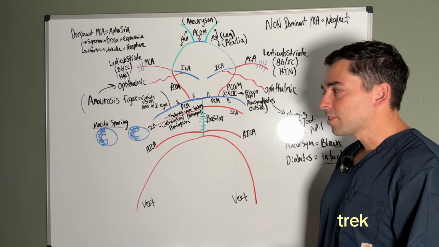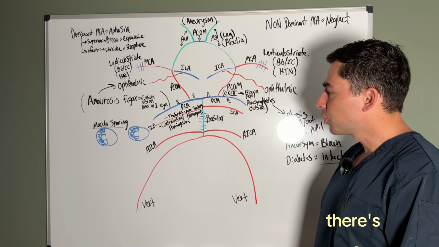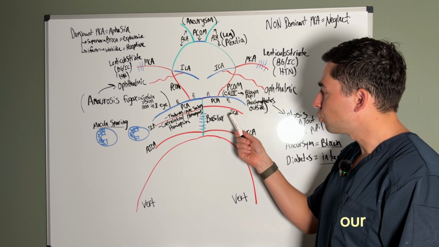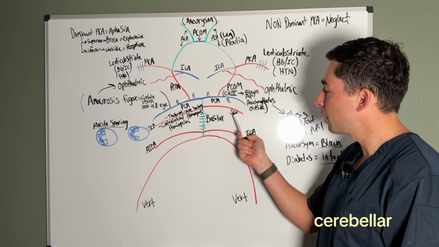Okay, continuing our trek down, off the basilar itself, there's a couple important arteries. First, we have our SCA, or our superior cerebellar artery.